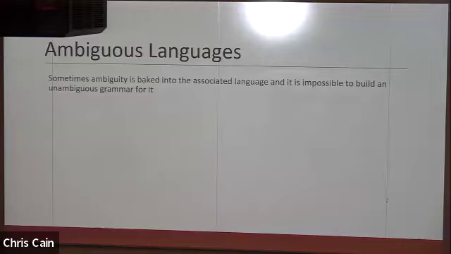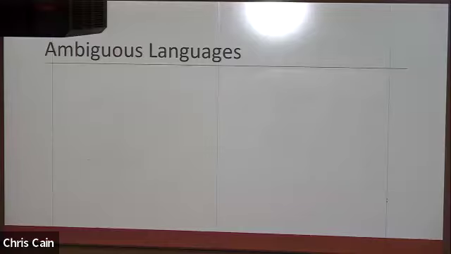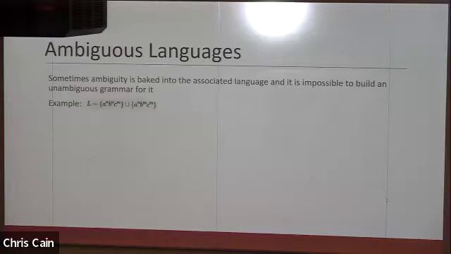annoyingly, ambiguity can be baked into languages and not necessarily grammars, to the point where you cannot create an unambiguous grammar for it, because the language by its nature is ambiguous. Let's give you an example for that.